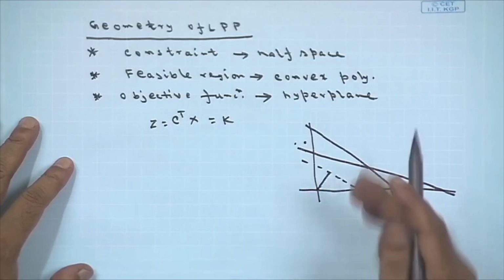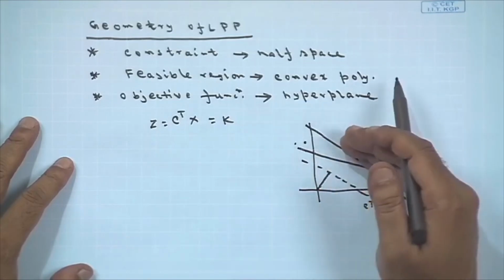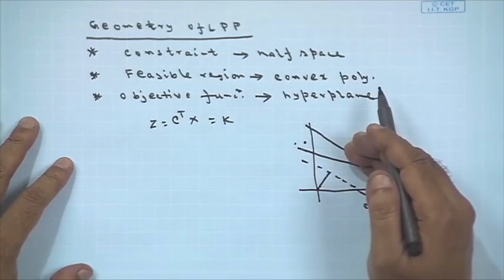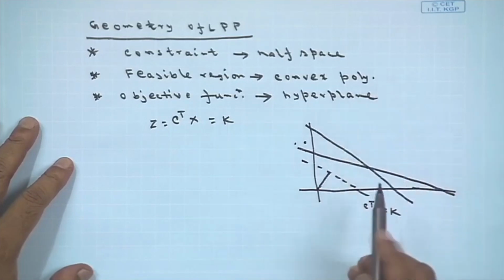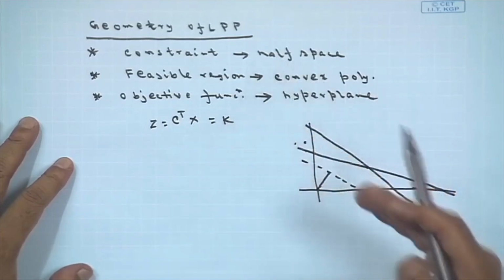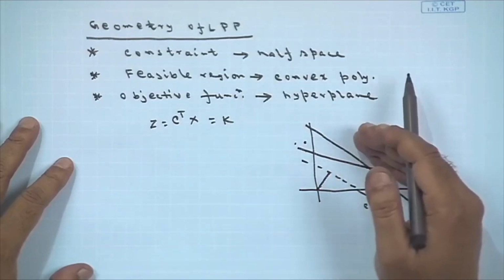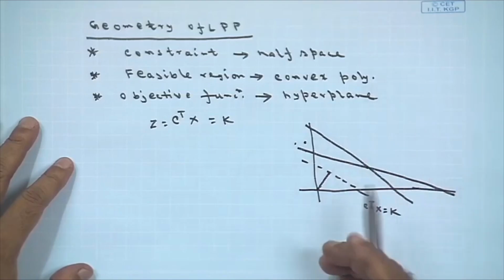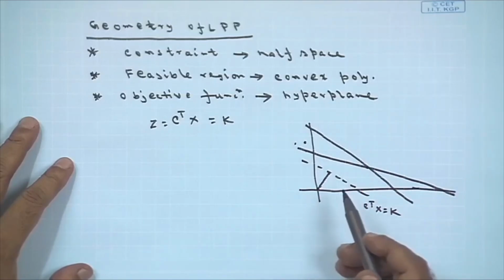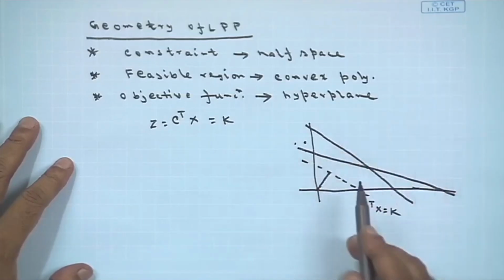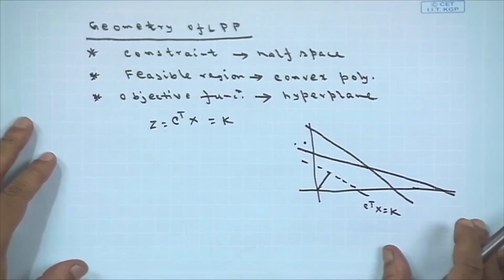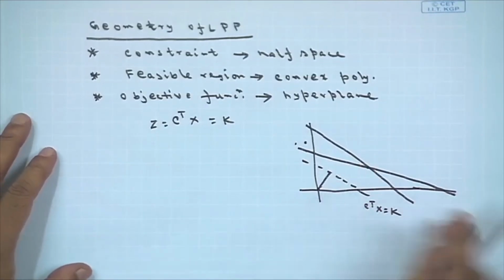So, if I move this line away from the origin, I will go towards this side. For maximization problems, I can move this hyperplane for the objective function away from the origin, and if I have to find the minimization of a problem, this line will come closer to our origin.